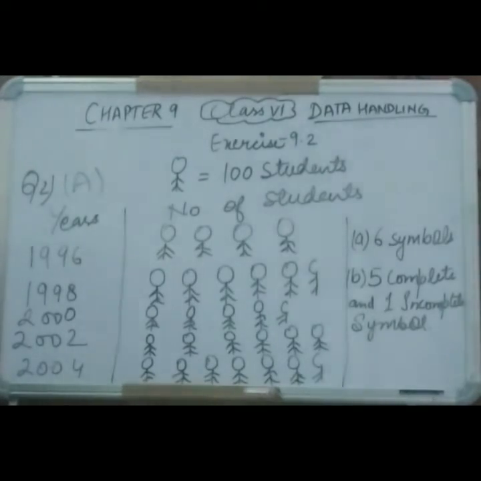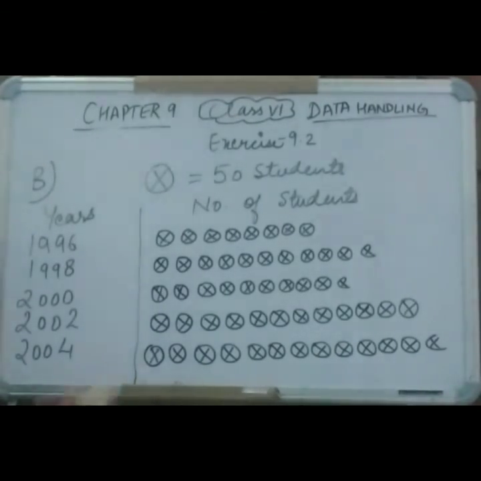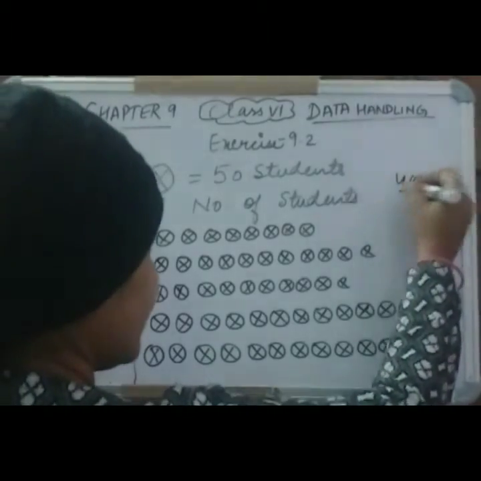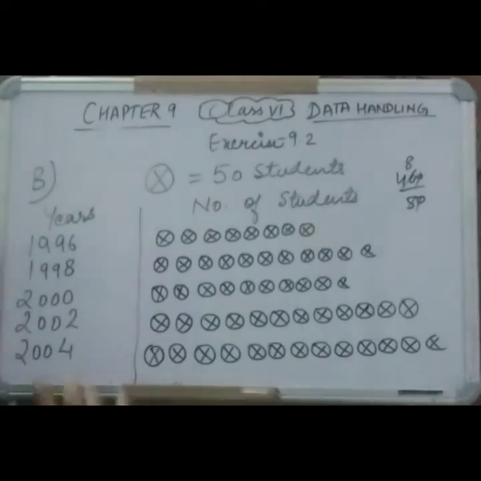Part B is to prepare another pictograph of students using another symbol, each representing 50 students. Which pictograph do you find more informative? Now see part B. This symbol equals 50 students. This is the scale and the years are here. We will divide the given numbers by 50. First one is 400. If we divide it by 50, it will be 8 symbols.